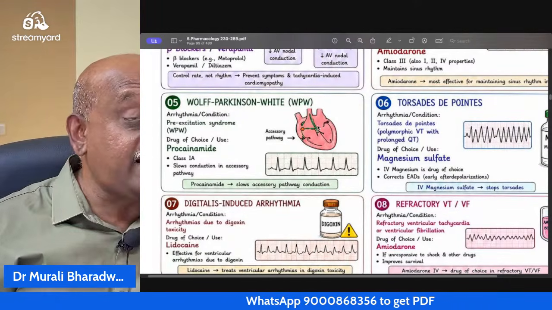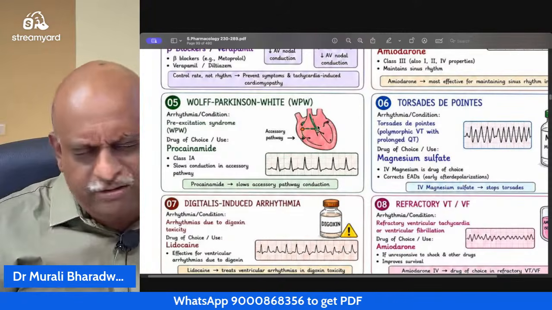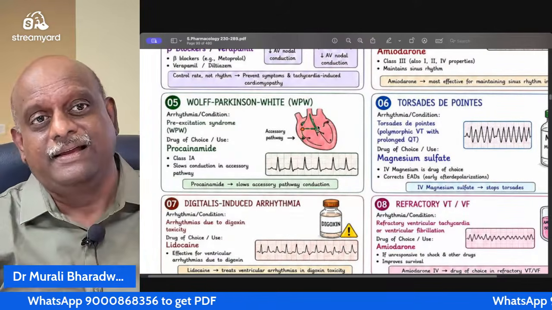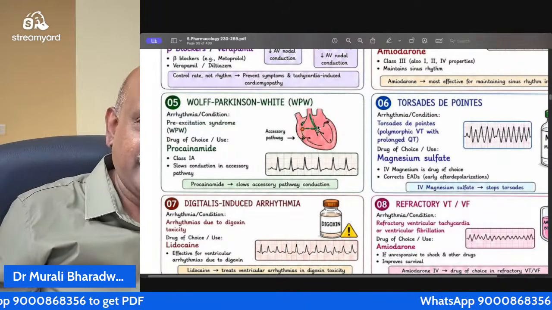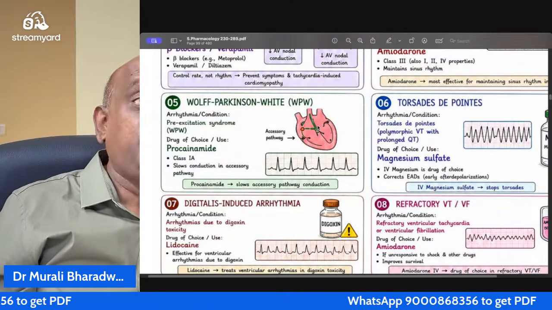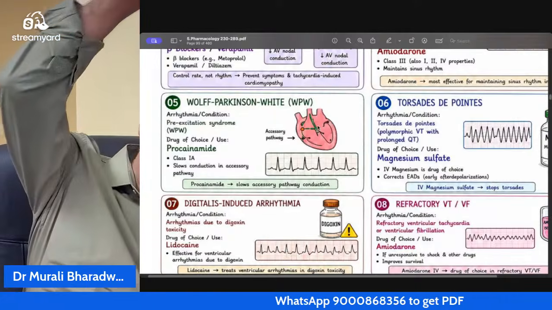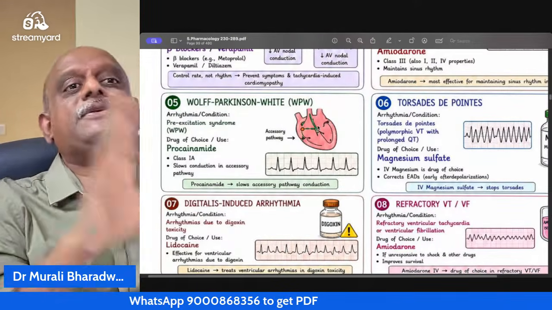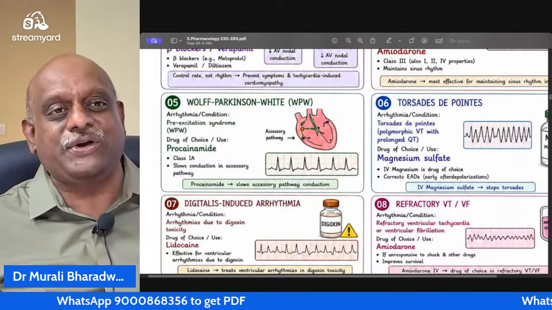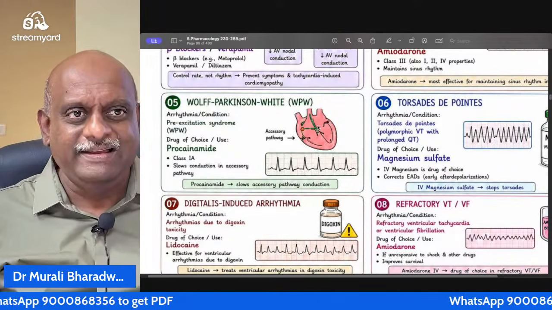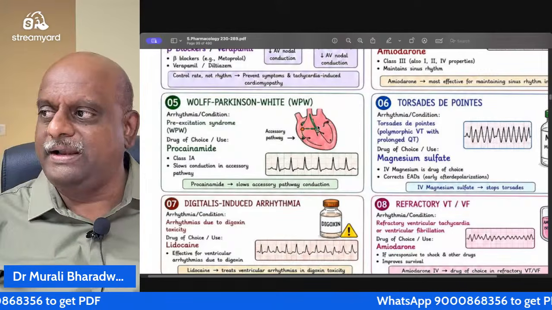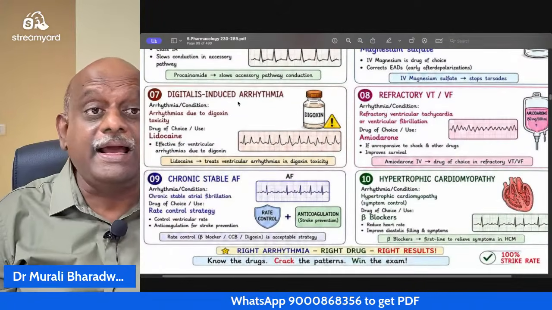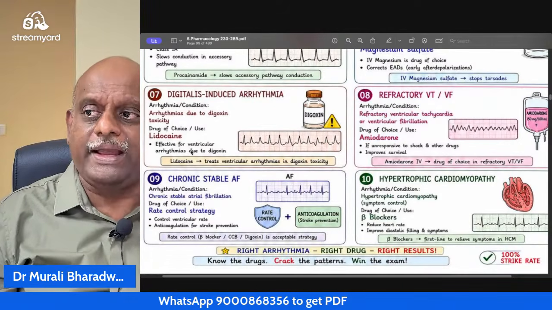Don't use digitalis or any AV node blocking agent in WPW syndrome when there is AF. You have to give a drug which selectively makes the reentry pathway refractory. That is the purpose of giving procainamide. Which is the drug of choice? Favorite question. Remember in the exam hall. Torsades de pointes, we give magnesium sulfate. Then digitalis-induced arrhythmias, we give lidocaine.